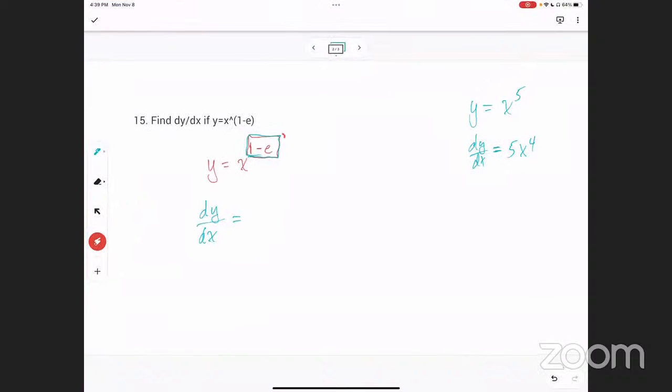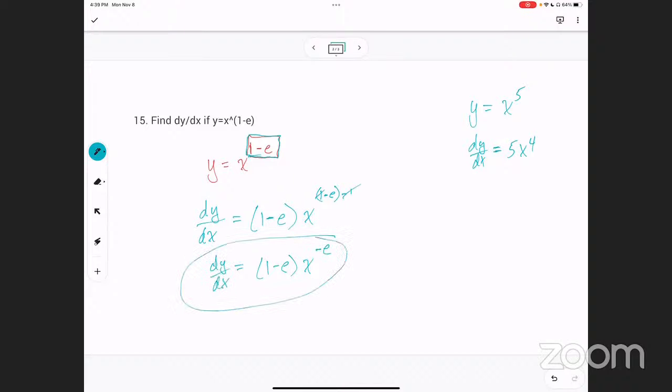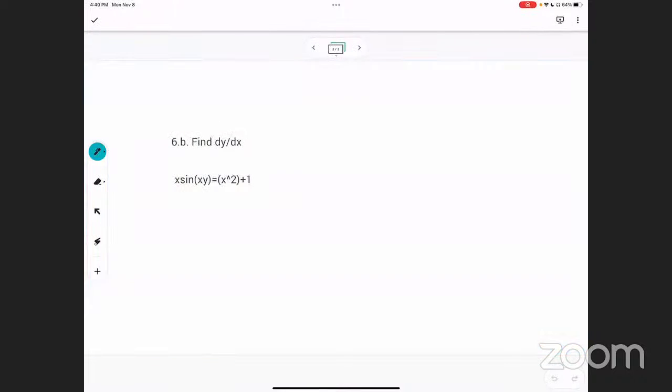Okay. And that's really all we have here. This is, like I said, just a number. So I take this number and bring it down to the front, right? So it's 1 minus e, and then it's x to what power now? What did I do over here? Minus 1. Yeah, you just subtract 1 from it. So that equals 1 minus e in front times x to the, now these ones cancel out, negative e. That's your answer. That makes sense? Yeah. The reason that one was tricky was because of the way it looked.